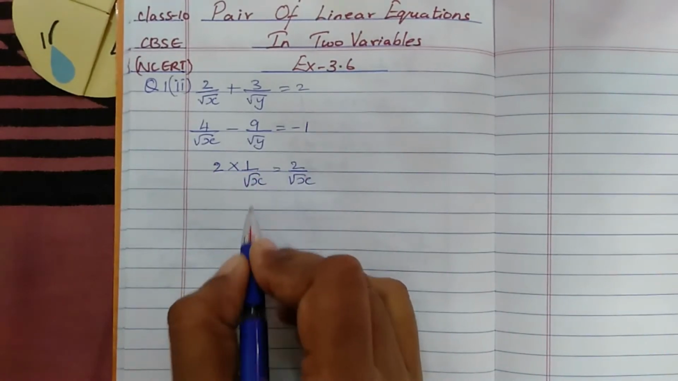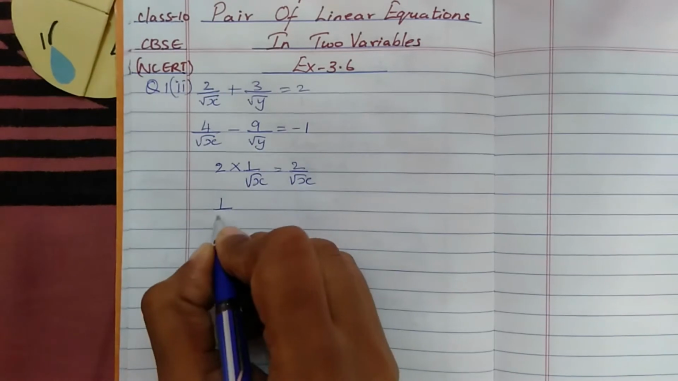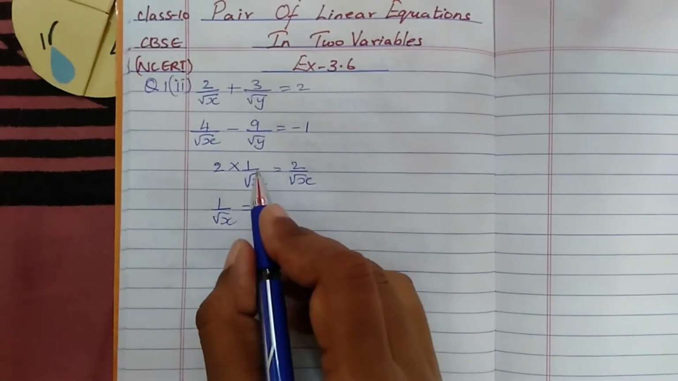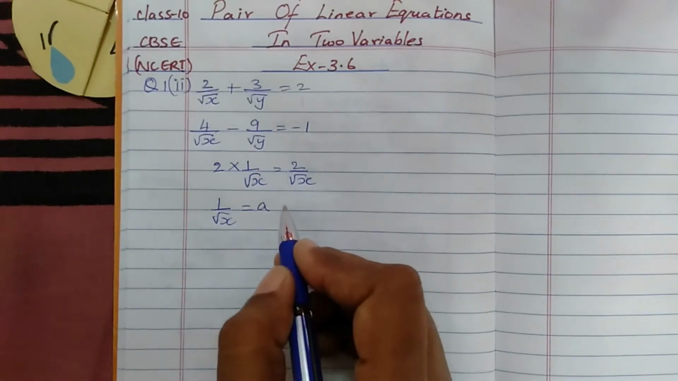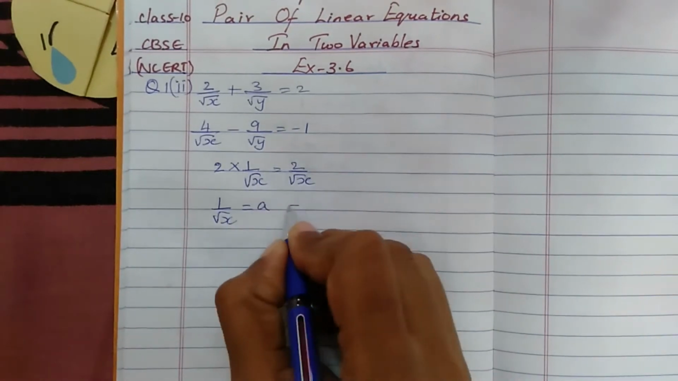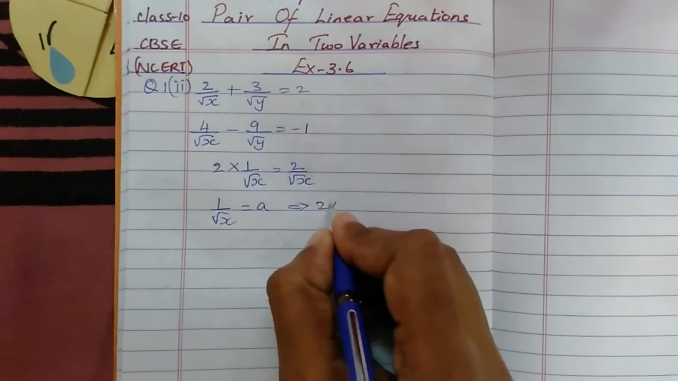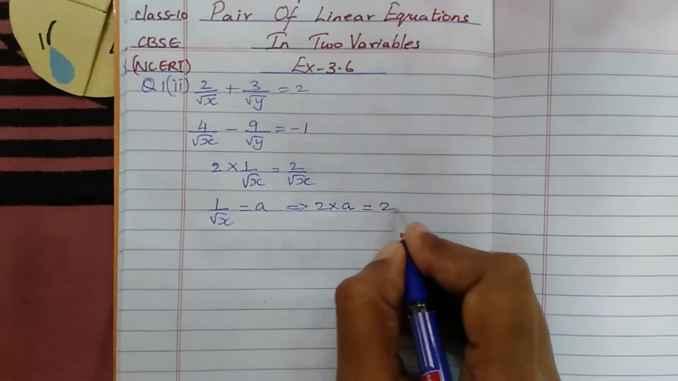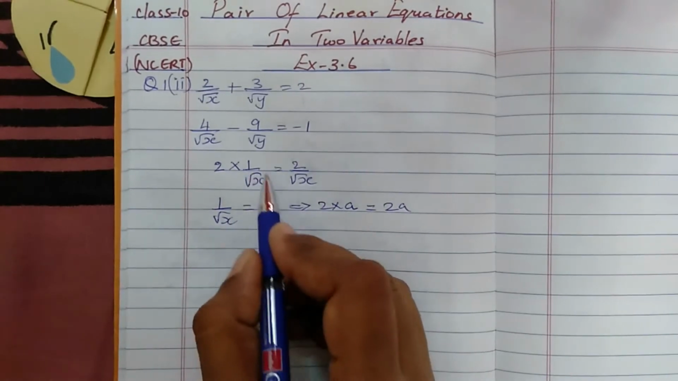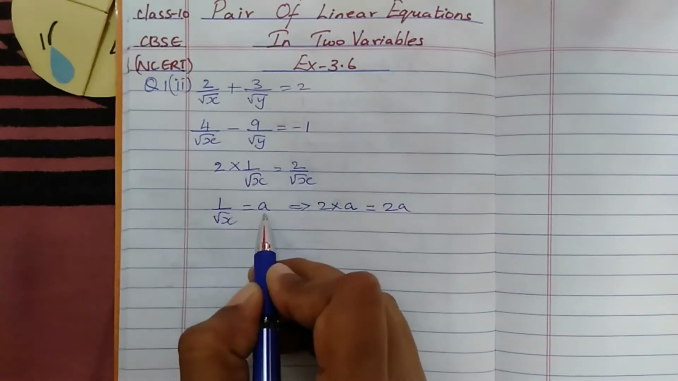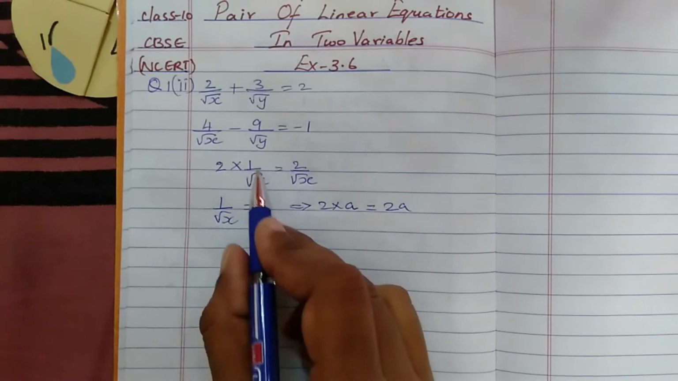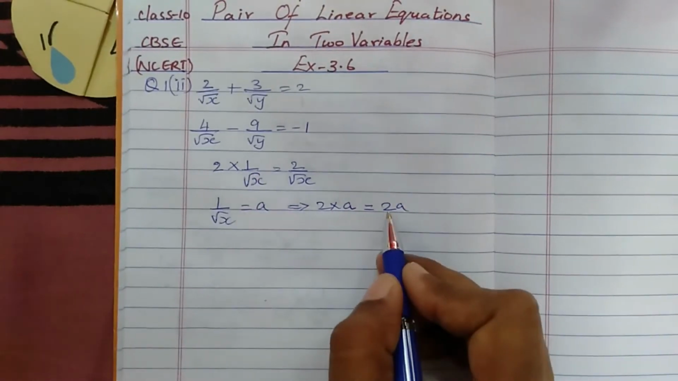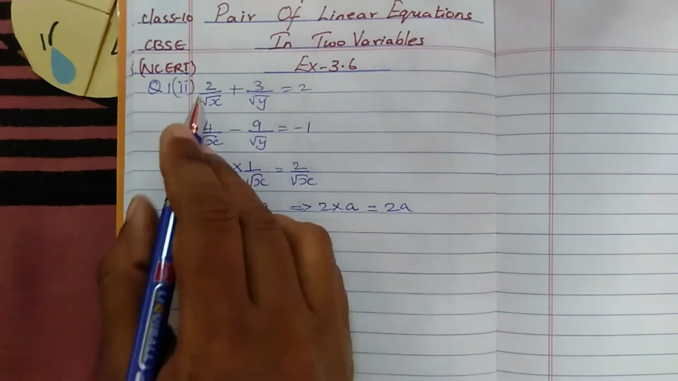Now you give 1 by root x a value. So 1 by root x is equal to a. Now what will happen if it is a in this place? 2 into a is equal to 2a. We have given 1 by root x a value a, so if we replace it, you have to multiply a into 2, so you will get 2a. So this is our first term.